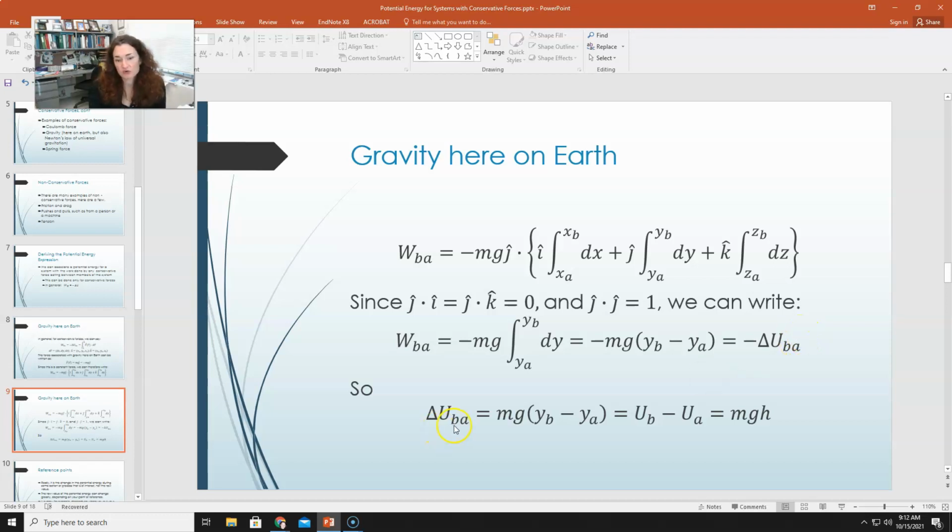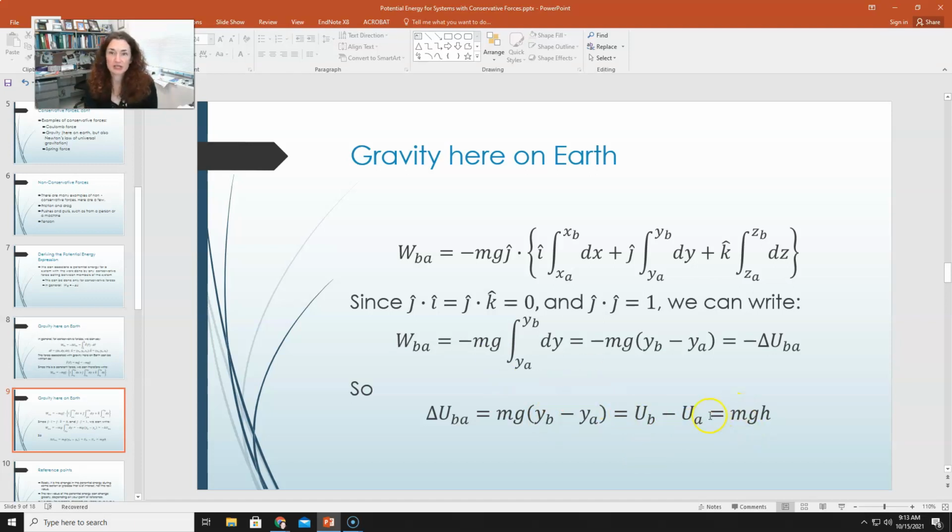So that means that if we were to write the potential energy change from B to A, then we would just drop that negative sign, and we'd have the change of potential energy from B to A would be mg times yb minus ya. Now any delta is final minus initial. Our final position is location B, and our initial position is location A. So delta U would be UB minus UA. So what that means is that the potential energy for location B would be mgyb, and the potential energy for location A would be mgya.